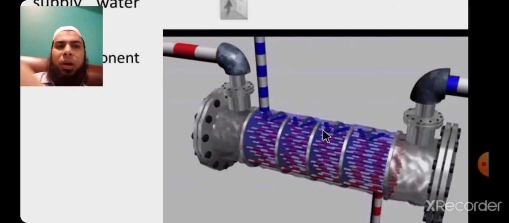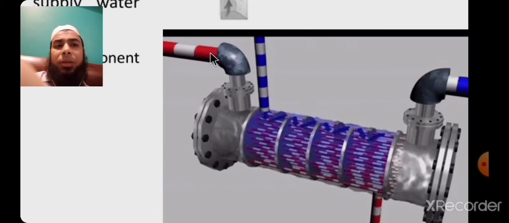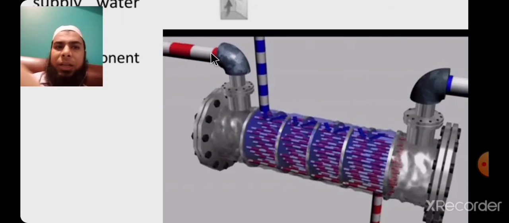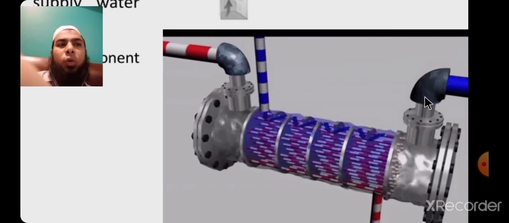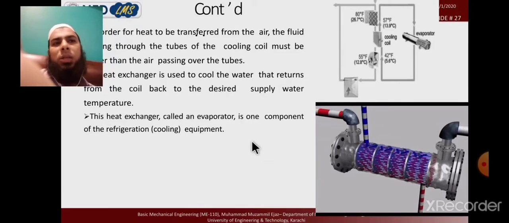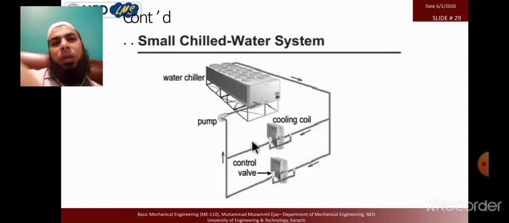You already learned the refrigerant circuit. The water coming from the cooling coil has gained temperature, around 13 to 15 degrees centigrade. So when it comes in contact with the chilled refrigerant, it cools down to 4 to 5, or maximum 7 degrees centigrade. So this is basically the chill water circuit. The flowing of liquid is done by the pump, and the flowing of refrigerant is done by the compressor. You already learned the compressor circuit. So basically this is the small chill water circuit.